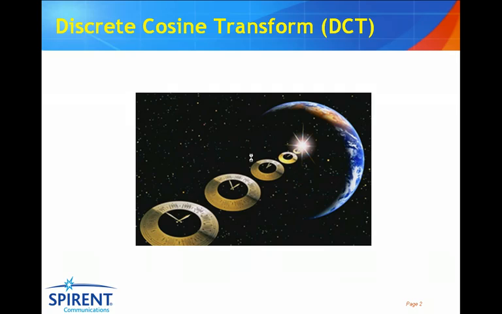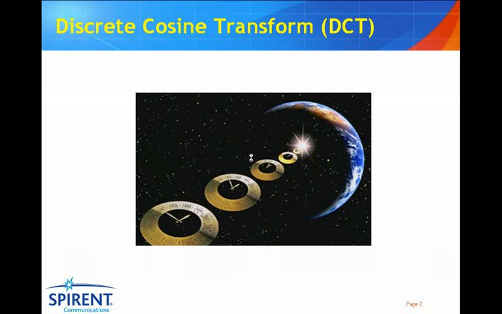How does MPEG compression work? Well, there are many different tricks within MPEG that can be used to compress the video, but one of the key components at the heart of MPEG 1, MPEG 2, MPEG 4, many other different types of non-standard codecs, as well as JPEG, which is used for the compression of still photographs, is a discrete cosine transform, or DCT for short. How does this work exactly?